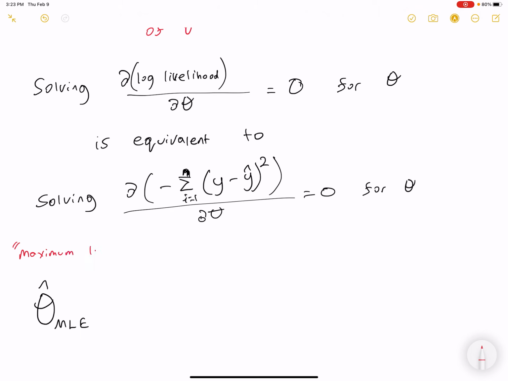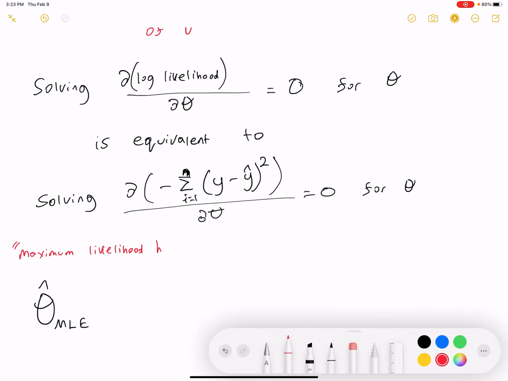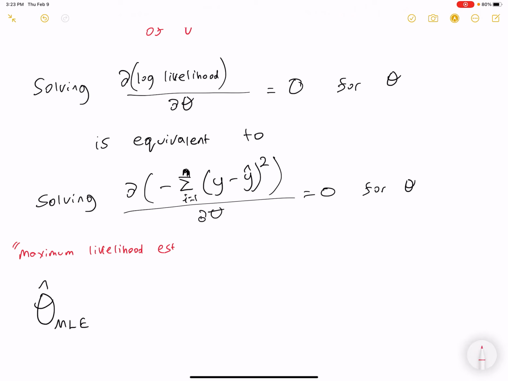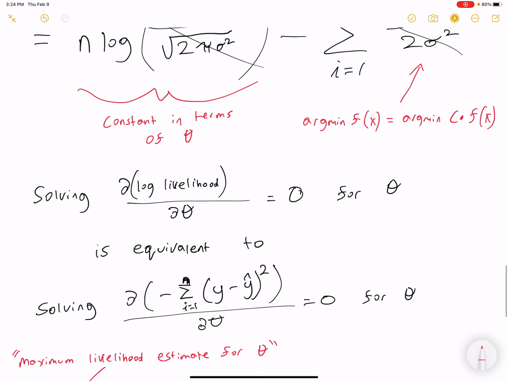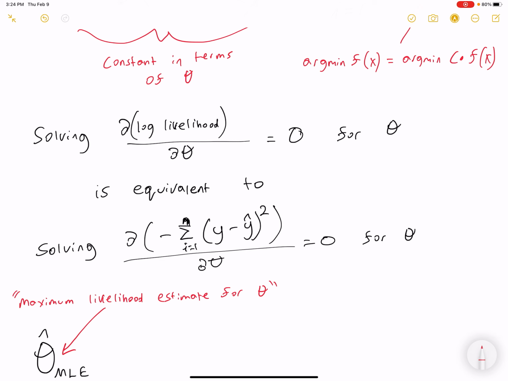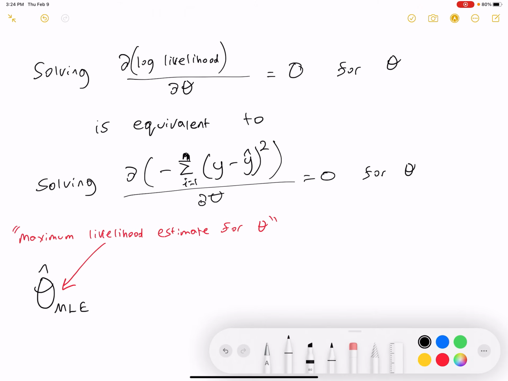What's that thing in the denominator? Is that the partial with respect to theta? Yes. Okay, again, maximum likelihood estimate for theta. Professor, what is the base of our log? It's e, yes. So you could write ln in this case. So that's why ln of e cancels out.